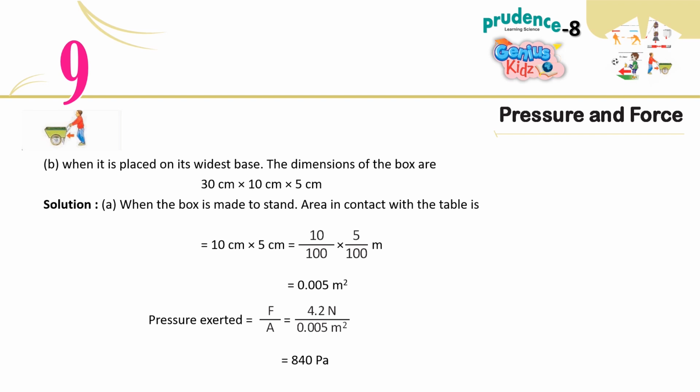Solution: A. When the box is made to stand, area in contact with the table is equal to 10 cm into 5 cm, which is equal to 10 upon 100 into 5 upon 100 m, equal to 0.005 m². Pressure exerted is equal to F upon A, which is 4.2 N upon 0.005 m², equal to 840 pascals.